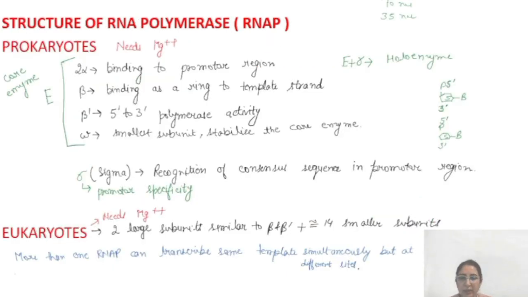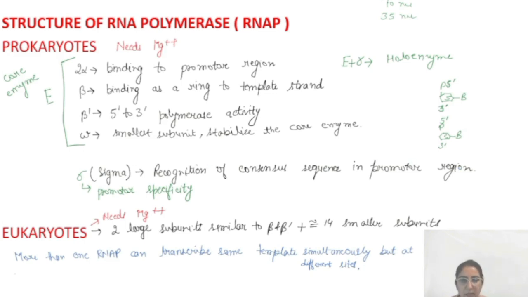So for RNA transcription, we need the enzyme RNA polymerase. Enzyme RNA polymerase needs magnesium ions both in prokaryotes and eukaryotes. In prokaryotes, it is made up of two parts. One is the sigma, the other is the core enzyme. When this core enzyme binds with sigma, then you get the holoenzyme, that is the whole functional enzyme. The sigma part, abbreviated like this, actually helps in the recognition of consensus sequence in the promoter region.